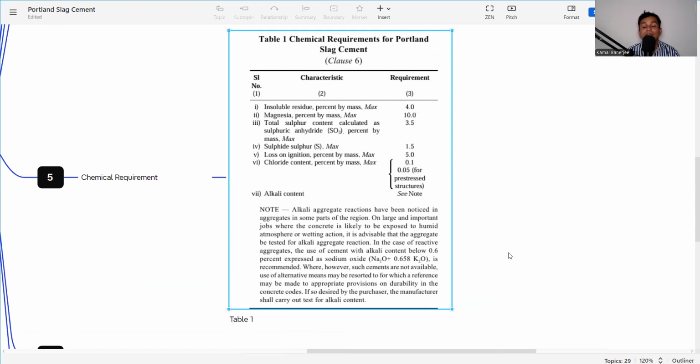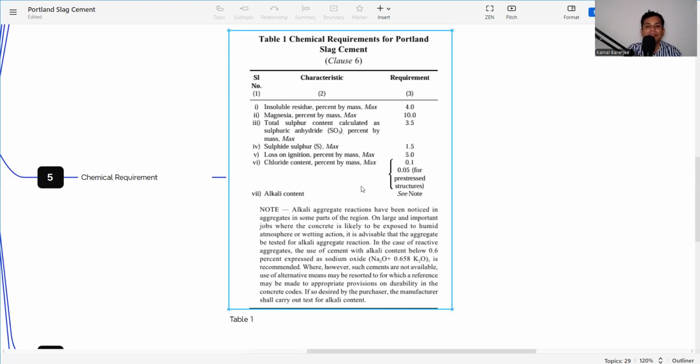Then magnesium, which we are adding: percentage by mass maximum 10%. Total sulfur content calculated as sulfuric anhydride SO3, percentage by mass maximum 3.5. Sulfide sulfur maximum 1.5. Then loss on ignition, percentage by mass, is 5, and chloride content, percent by max, is 0.1, and 0.05 for pre-stressed structure. So 0.1 is normal, and if it is a pre-stressed structure, that is 0.05.